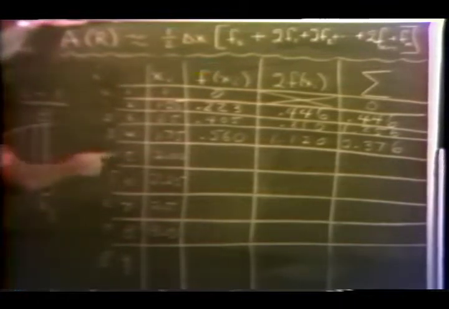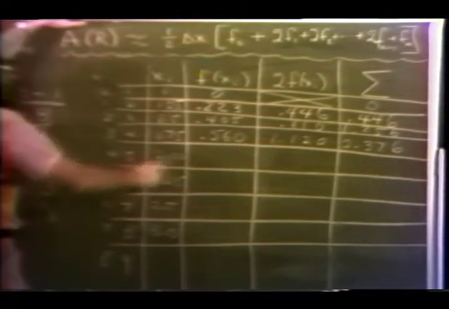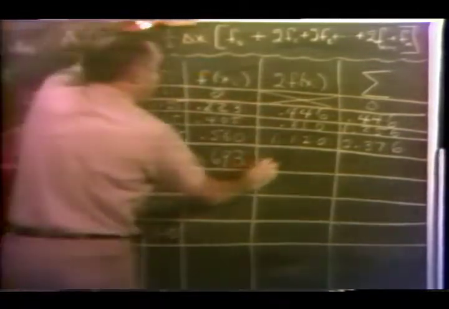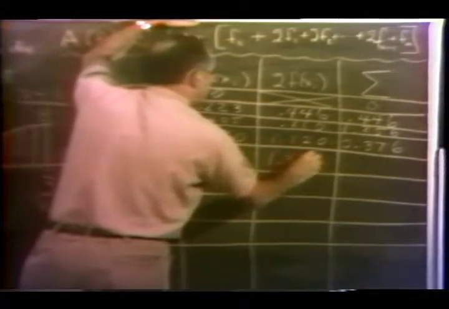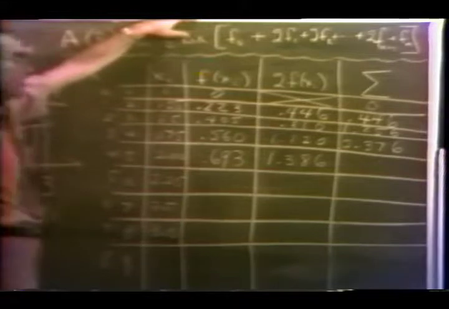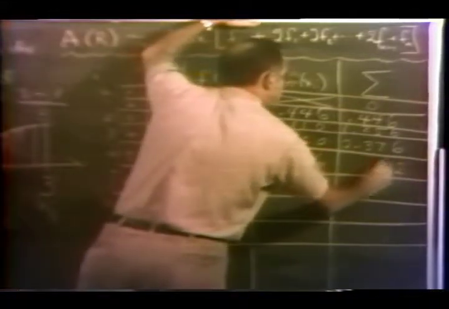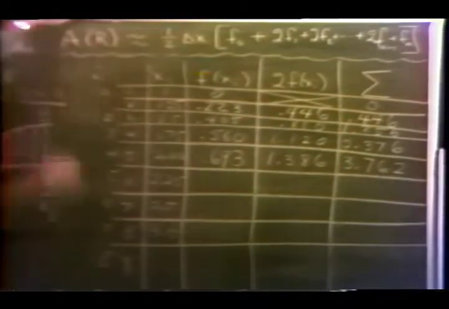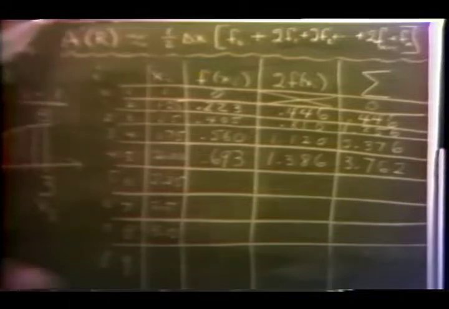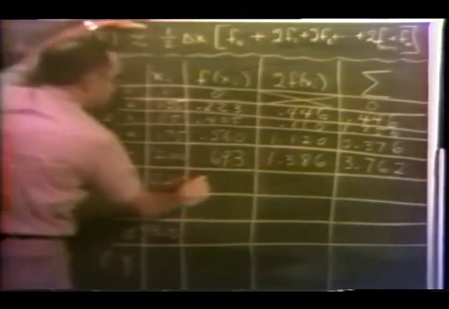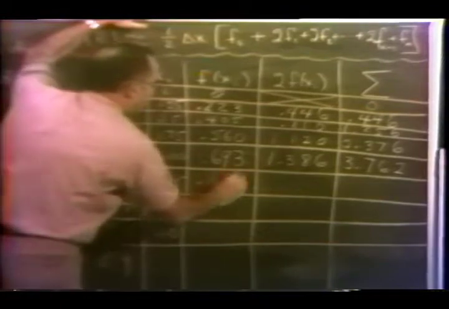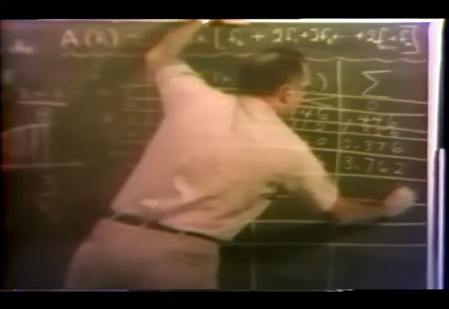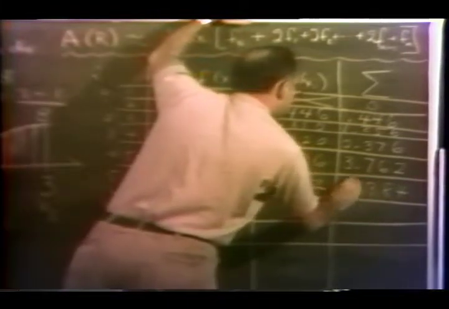F at x sub 4, which is f at 2, is 0.693. Double that, you have 1.386. Add that to this, and you have 3.762. Watch my calculation. Then 2.25 would be your next value, which would be 0.811. Double that one, and you have 1.622. Add that on, you have 5.384.